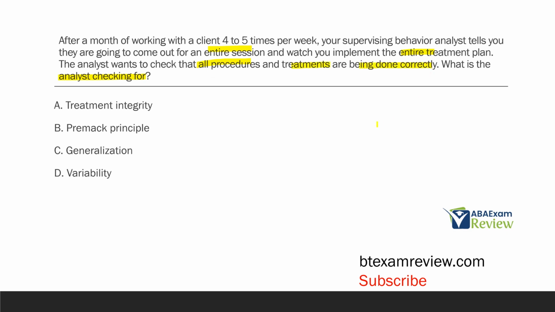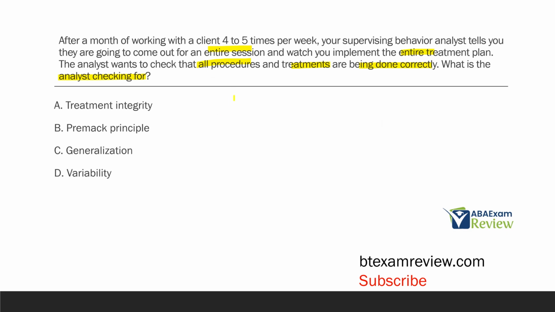Now that seems very broad, not very specific. So we're looking at a general idea here, right? What is the analyst checking for overall? A, treatment integrity. Treatment integrity is when the treatment is done correctly. If a treatment has procedural integrity or treatment integrity or procedural fidelity, that treatment is being done right.